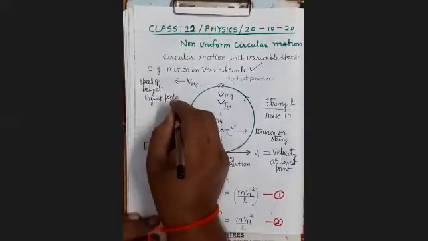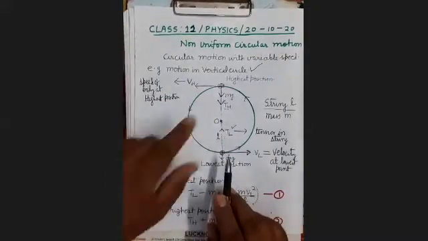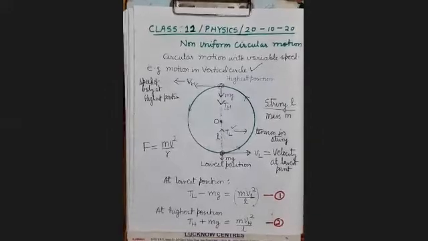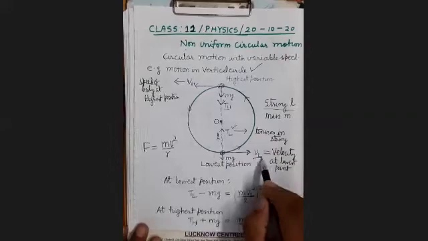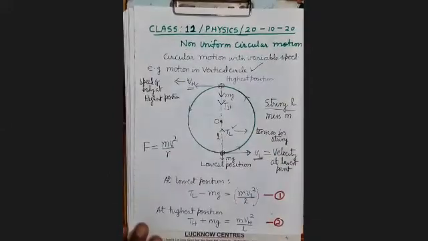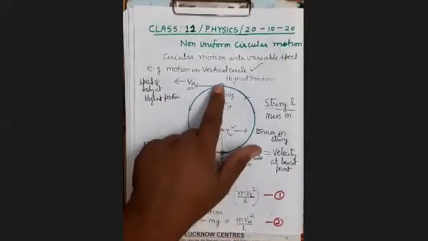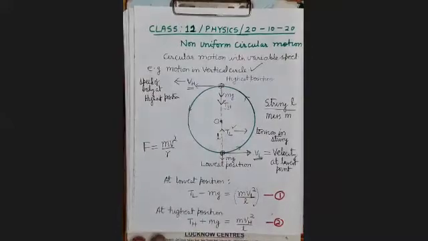Now see here, what will be the relation between VL and VH? How will you find the relation between VL and VH? So that we can find by applying the law of conservation of energy. Total energy at the lowest point will be equal to the total energy at the highest point.